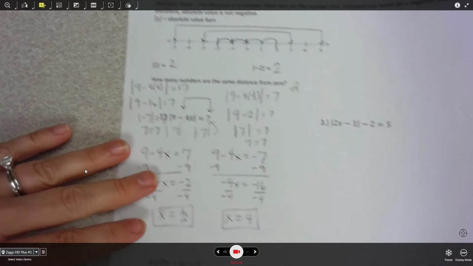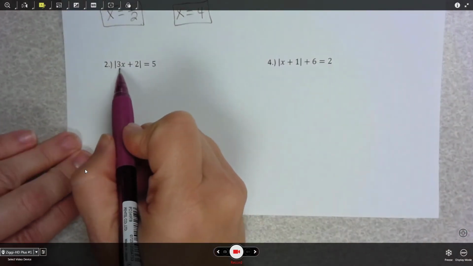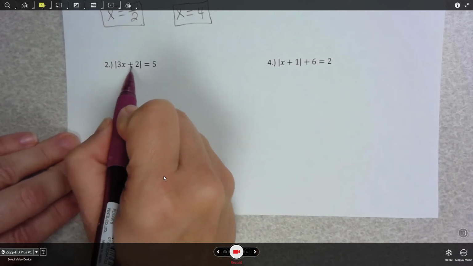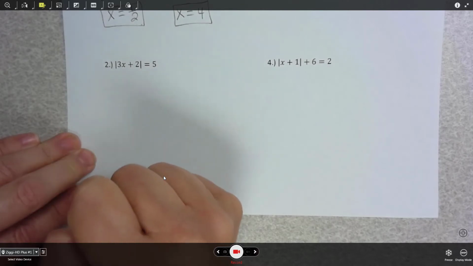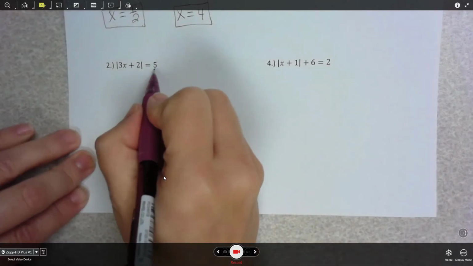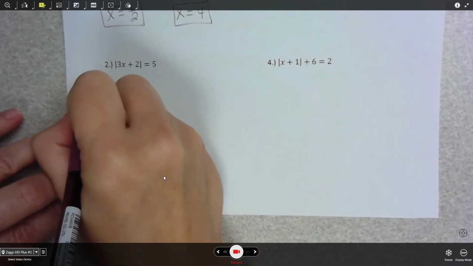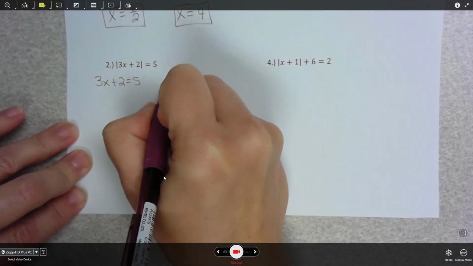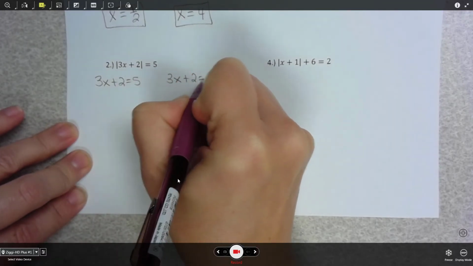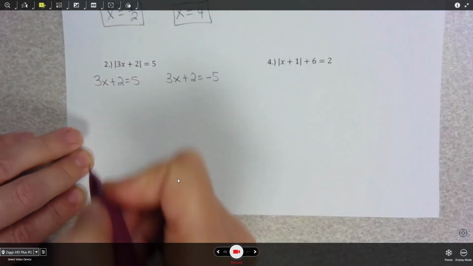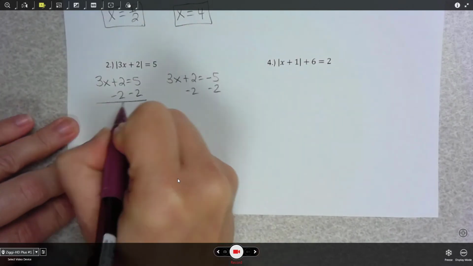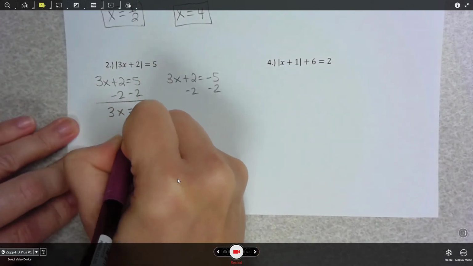Let's look at the next one. Here I have the absolute value of 3x plus 2 equals 5. What this is saying is that the absolute value of whatever is in here is a distance of 5 from 0. There are two numbers that are a distance of 5. So we're going to figure out what would make 3x plus 2 be a 5 and what will make 3x plus 2 be a negative 5. I have two linear equations here. I'm going to solve them the same way, by subtracting 2 from both sides.